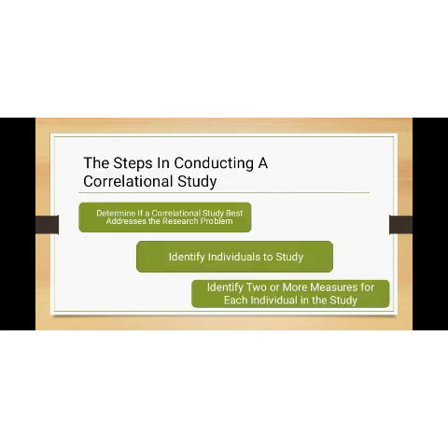And next, the steps in conducting a correlational study. First, determine if a correlational study best addresses the research problem. It can test the problem with the experience itself, find out the answer according to the fact. Second, identify individuals to study, which means analysis of learning test results, basic ability tests, attitude disclosure skills, and study habits. And the third, identify 2 or more measures for each individual in the study.